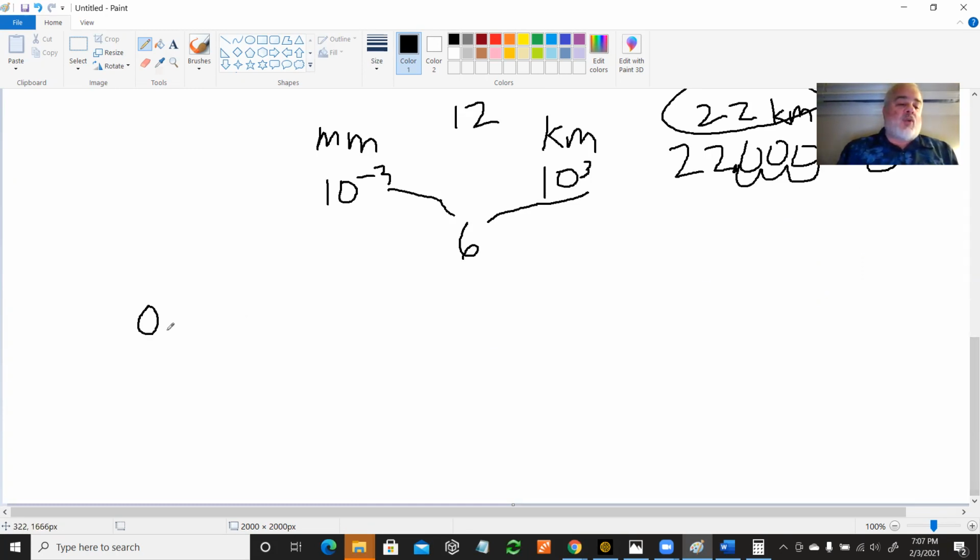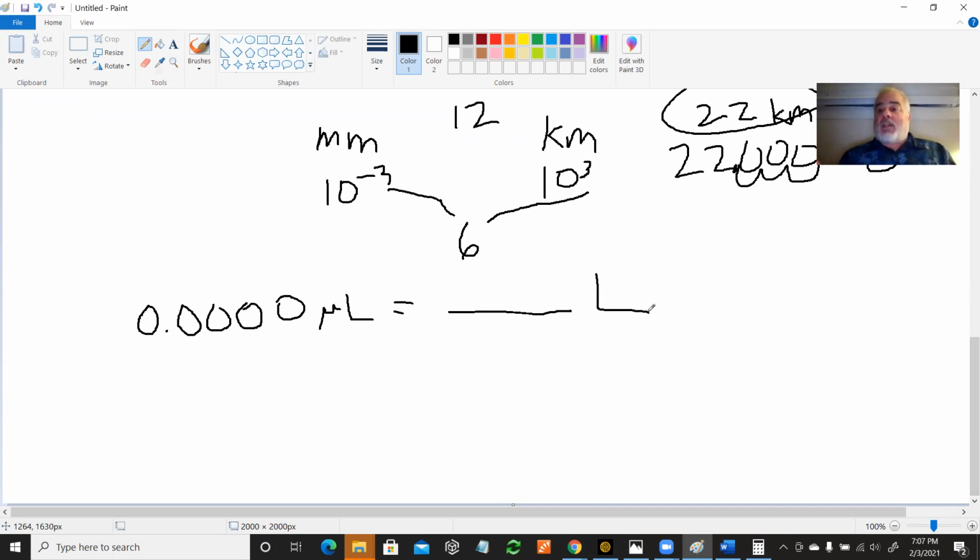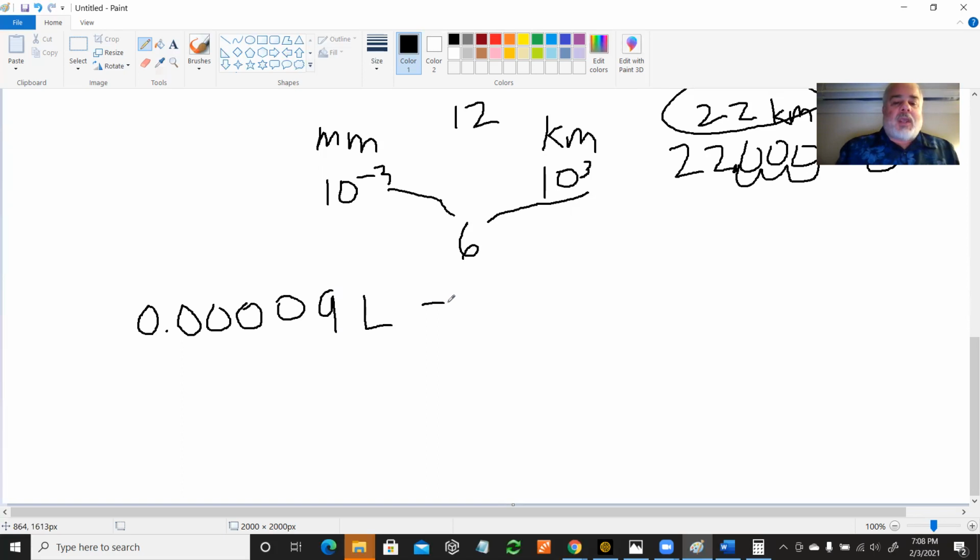Maybe I have something like 0.0009 liters, I'm sorry, equals how many microliters? Are liters big or small? Do I need less of them or more of them? I'm so worried about trying to do this on the tablet.